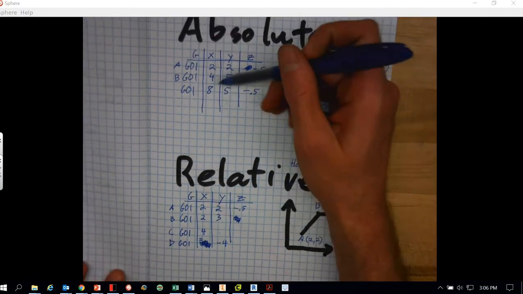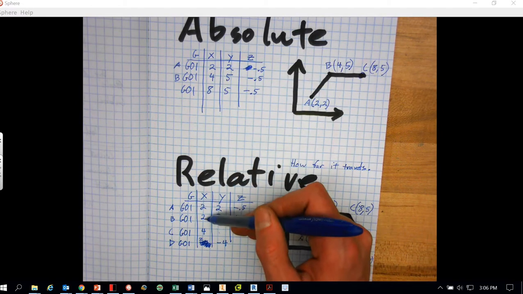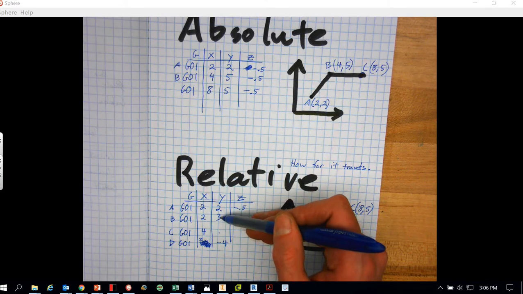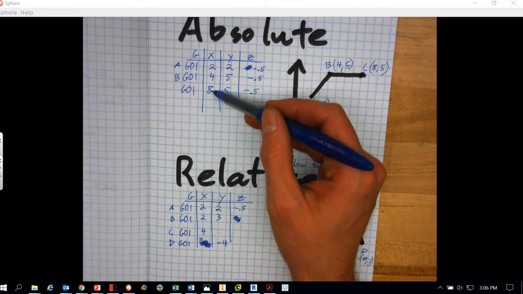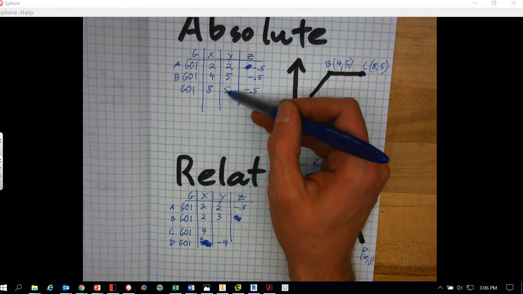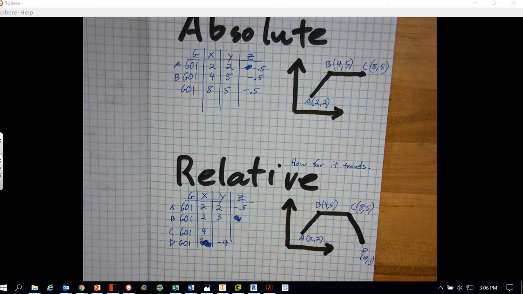So we could even say, what plus 2 equals 4? Well, 2. What plus 2 equals 5? 3. Okay, and then from 4 to 8 is 4 spaces. That's where we're getting this 4 from. 5 to 5 is 0 spaces, so we left it blank. Okay, so hopefully that makes sense to you guys.